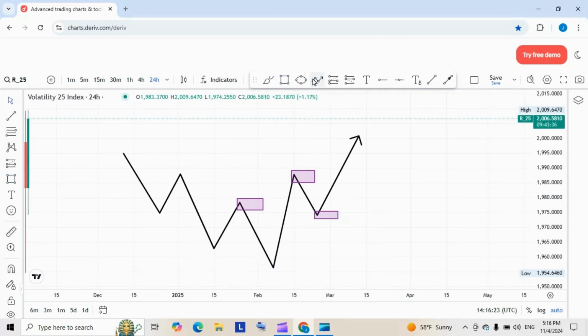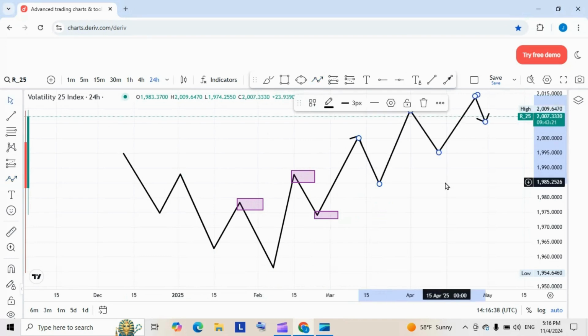So what are you going to expect? We are going to get another higher low. All right, higher high, higher low. We have another higher high. It means that now this is a change of character. The sellers were in control, but now the buyers are in control of the market.